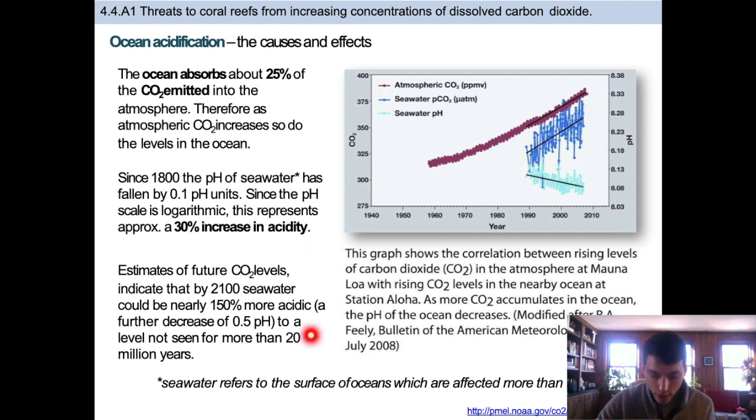And estimates of further future CO2 levels indicate that seawater could become nearly 150% more acidic. So a further decrease of half a pH unit, which is a level that has not been seen in more than 20 million years. So it took us 20 million years to get to the current pH level, and in just 300 or so years, we're going to go backwards. That's a very short amount of time. It does not allow species much time to adapt to the new changes, and that is going to cause massive losses in biodiversity, specifically in coral reefs, which are one of the main sources of oceanic biodiversity.